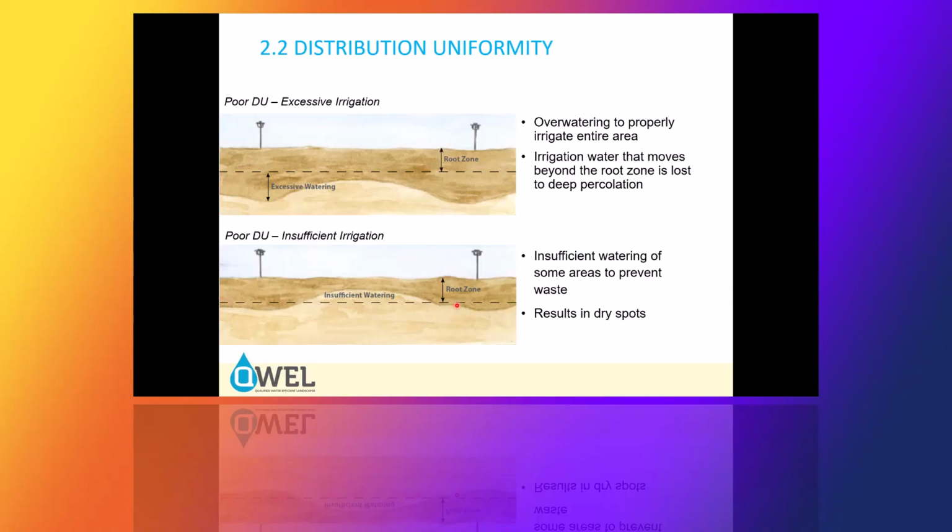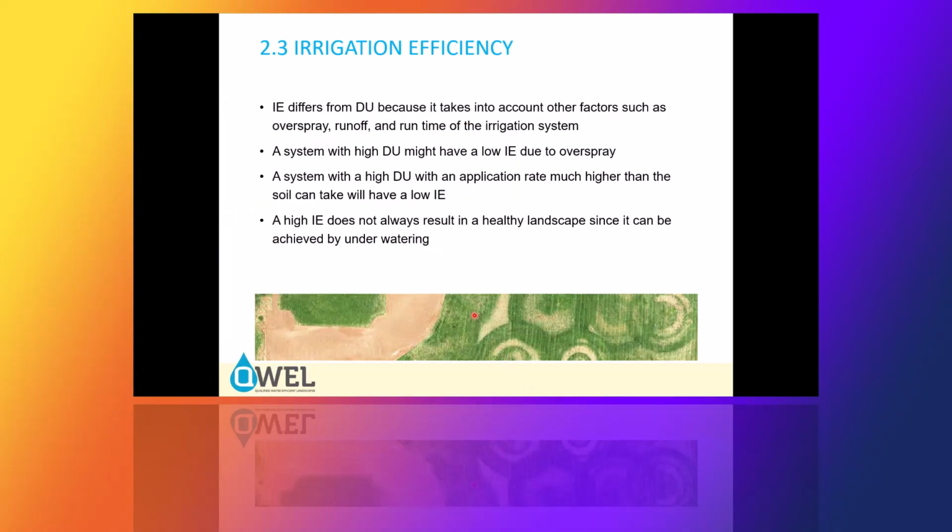Again, the dotted line is the root zone. That's where we want our water. On this part of the diagram, of course, it looks like it's watering okay, but then we have insufficient watering here. So insufficient watering of some areas will result in dry spots. So that's where you see those little crop circle formations that we saw in the first picture, because this will be a dry spot and the grass will dry up here in this area, whereas this area, the grass will be nice and green. So that causes those crop circle images. Here's an example of the crop circles that you might see.